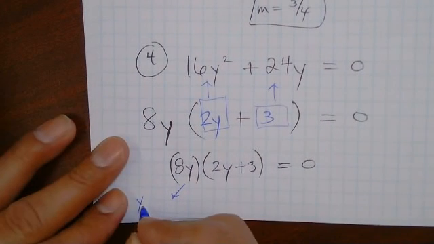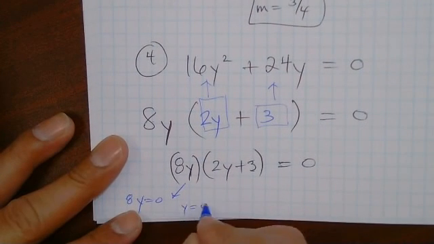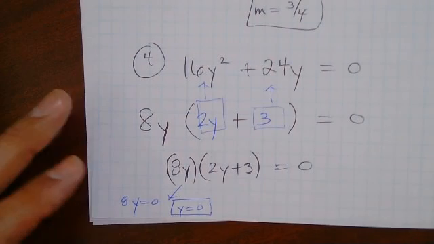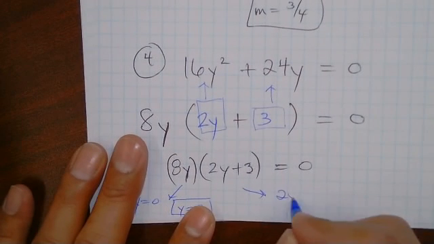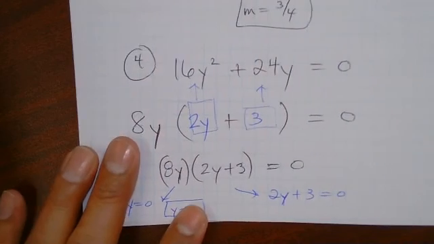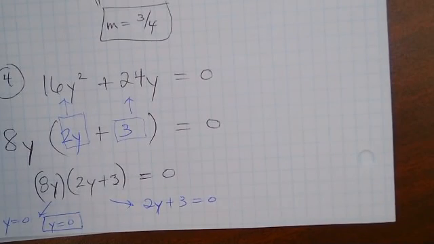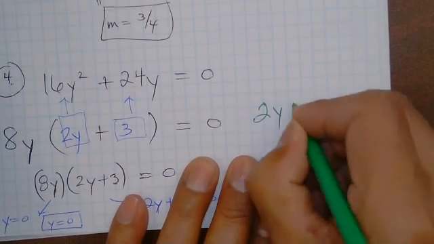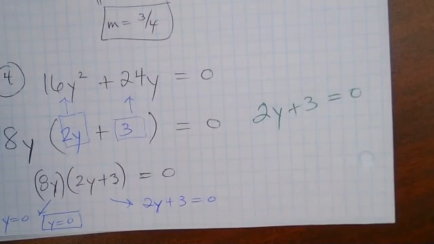This one's going to be like 0. We're going to put 8y equals 0, but yeah, y is equal to 0. 8 times what is 0? Well, 0. This one is not going to be easy to see. 2y plus 3, set it equal to 0. Well, you gotta solve that. How do you solve 2y plus 3 is equal to 0?